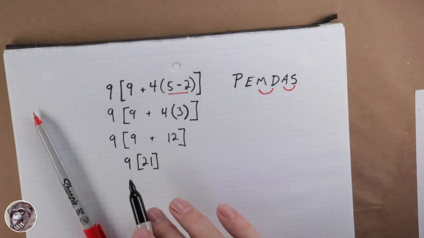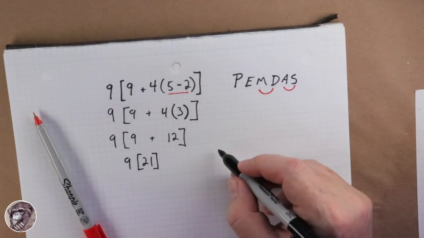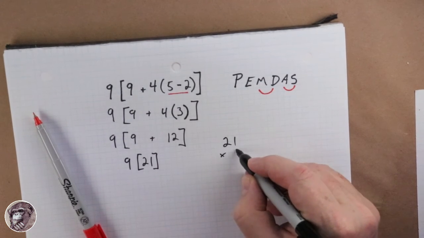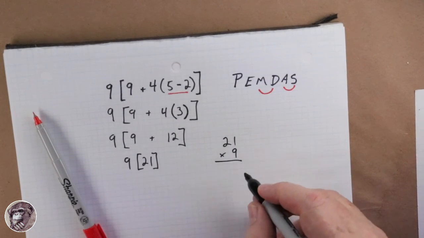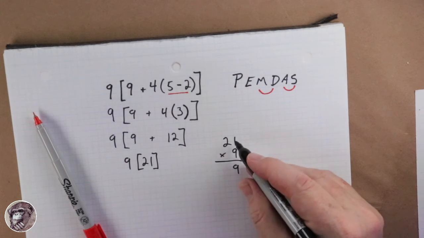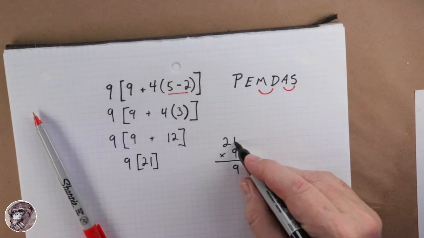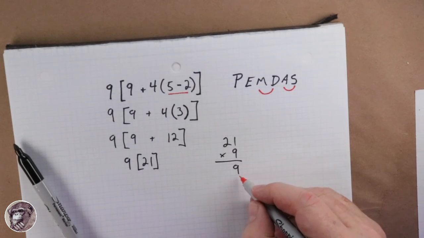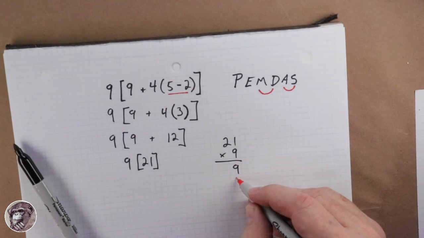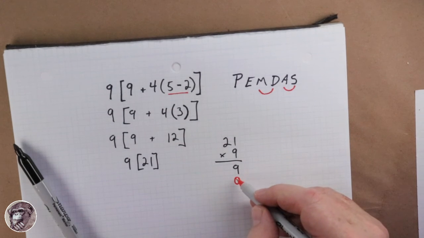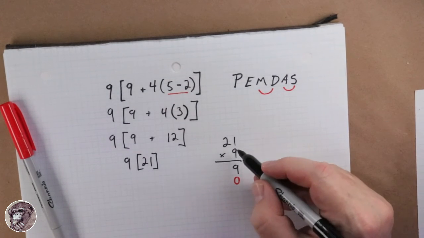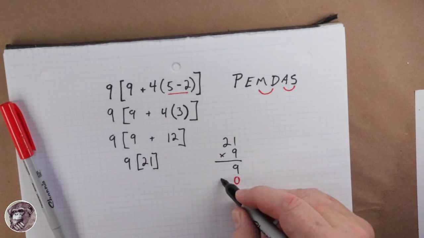And now I have 9 times 21. So I'm going to do that work over here. So I'm going to put 21 on the top, and I'm going to multiply it by 9. 9 times 1 is 9. Now, since I'm moving over from the ones column to the tens column, I have to remember to move over one space. So I'm going to put a 0 here just to remind myself that now I'm going from the ones column over to the tens column. So I have here 9 times 2, which is 18.